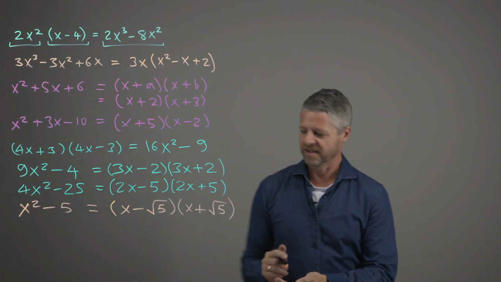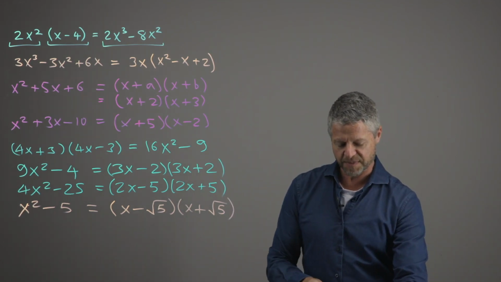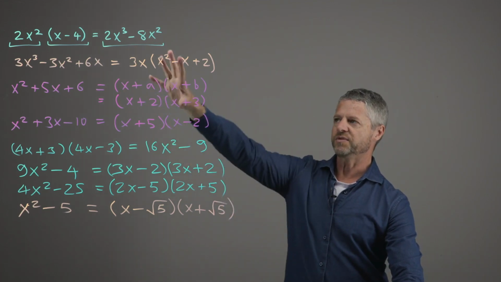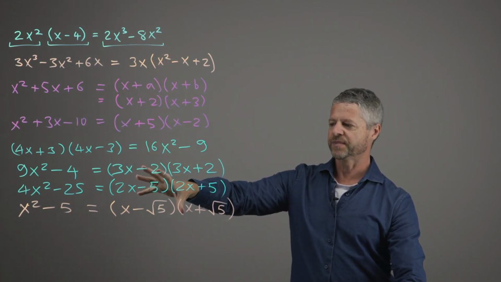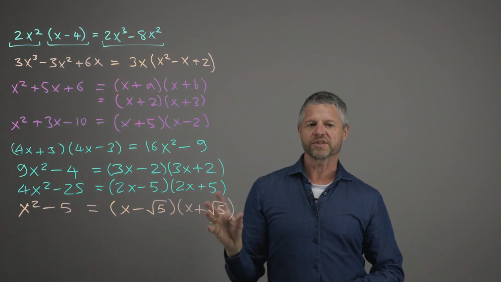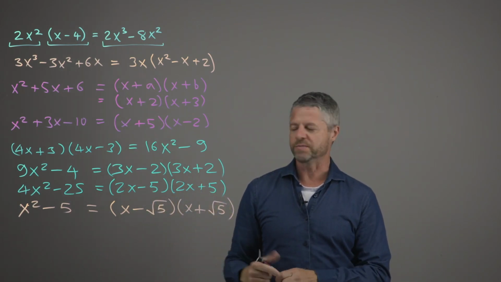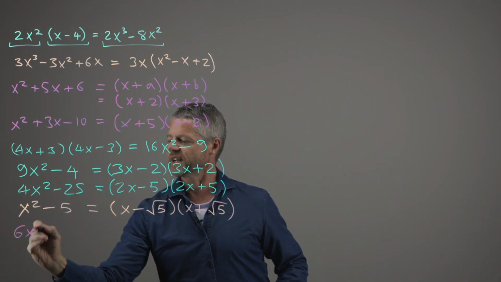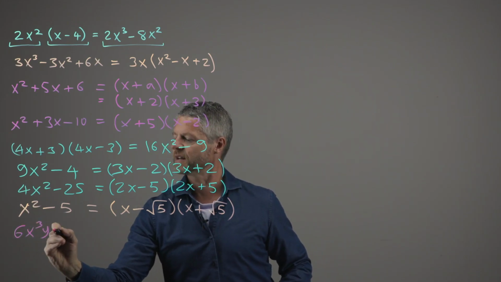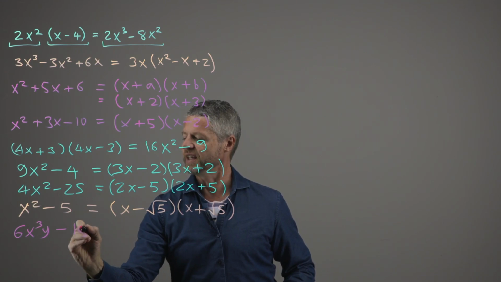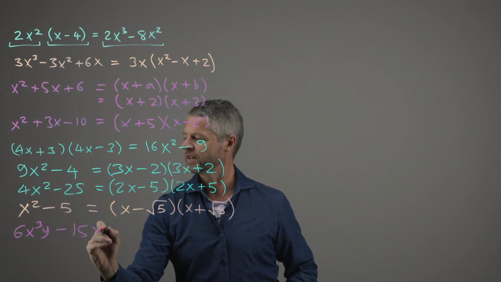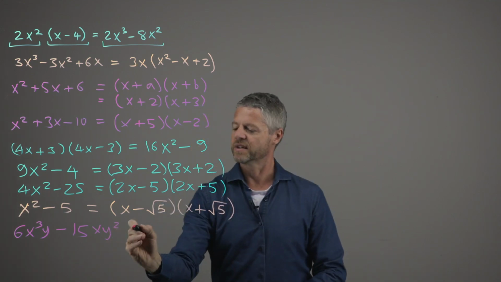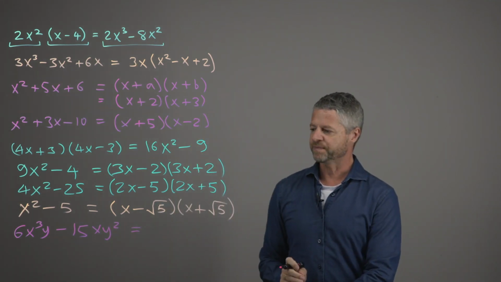And then the other thing we can think about is, here we've just got one variable, x, but we could also think about factoring when we've got more than one variable. So as an example, let's do 6x cubed y minus 15x y squared. Let's try and factor that.